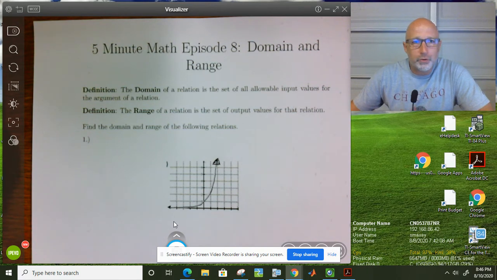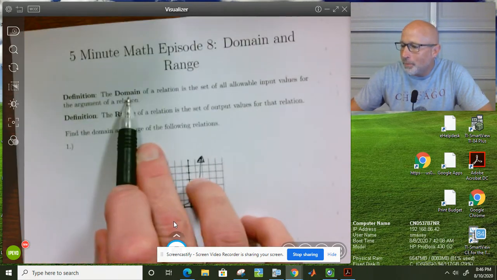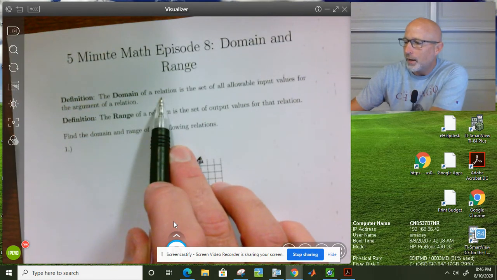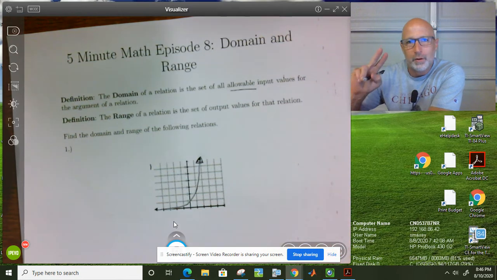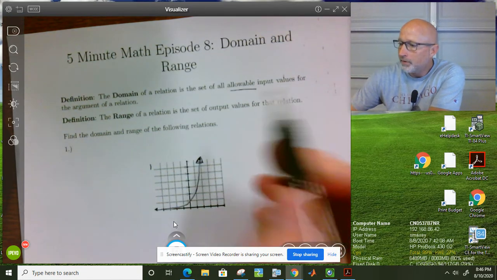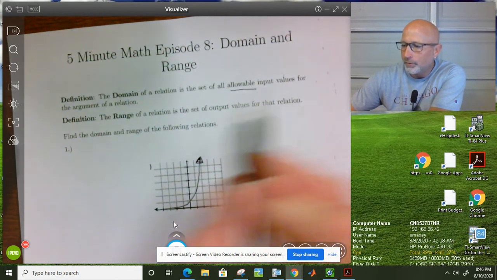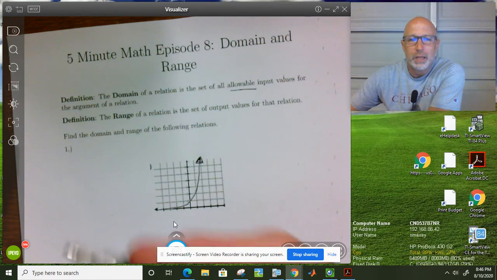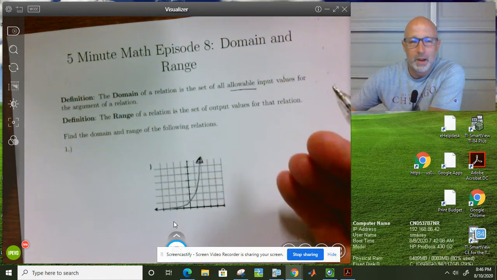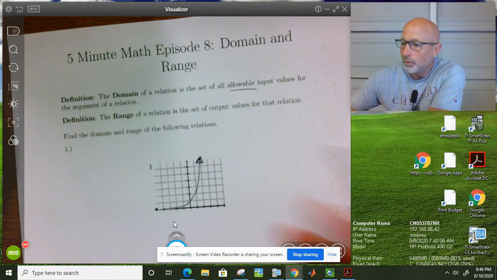So first, a couple of quick definitions. The domain of a relation is a set of all allowable input values for the argument of the relation. There are mainly two different things you need to worry about here. There are some others, but they're mainly just two. What does that mean? It means what are the values that you can plug in? That's all it means, okay? What can you plug into the function or the relation?